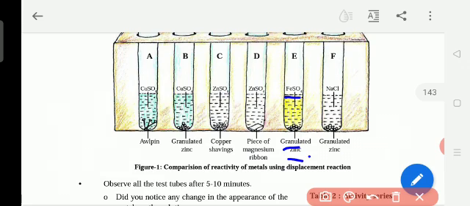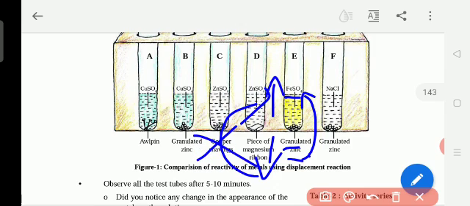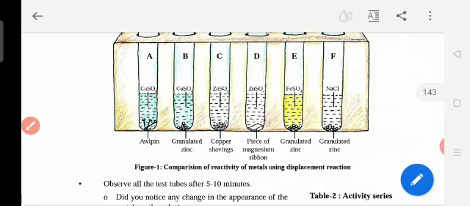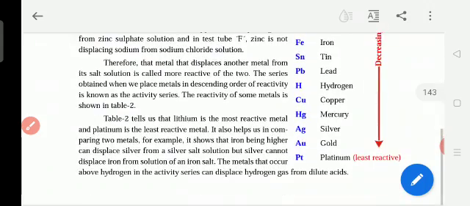Here, what will it do? Since zinc is less reactive, it will not displace the iron because iron is more reactive than the zinc. Zinc is less reactive, iron is more reactive. So it will not displace the iron. Then if we take the sodium and zinc, now you see in the series, sodium is more reactive, zinc is less reactive. So zinc will not displace the sodium. So through this we will be understanding here.